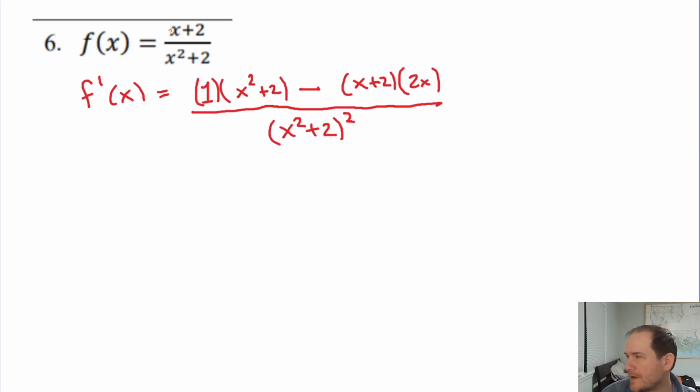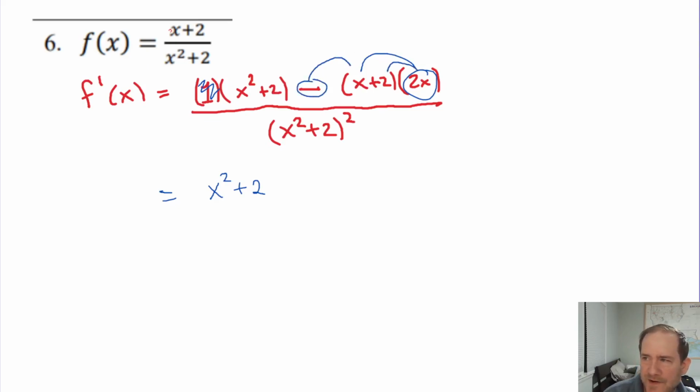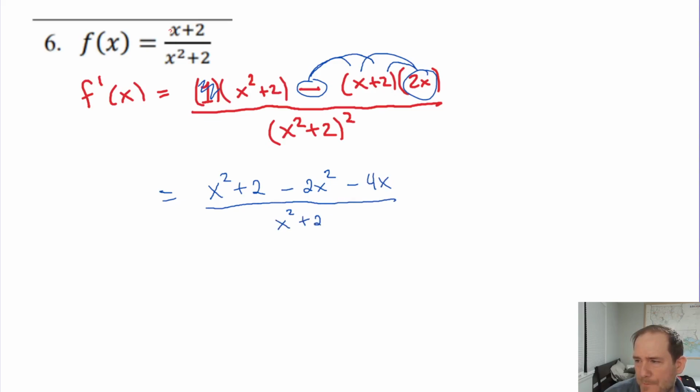Okay, clean this up. I don't think we can do a ton to it, but we can definitely clean up the numerator. Obviously multiplying by 1 doesn't really do anything, so we just get our x squared plus 2. Now here I'm distributing a 2x, and I'm going to go ahead and distribute a negative onto that at the same time. So we're going to get a negative x times a 2x will be a negative 2x squared. Then we'll have a minus 2 times a 2x will be a minus 4x. That's my numerator. Denominator stays the same. X squared plus 2 squared.